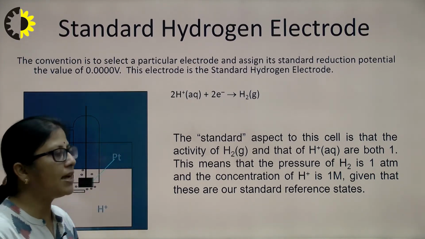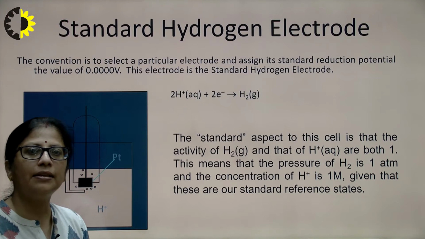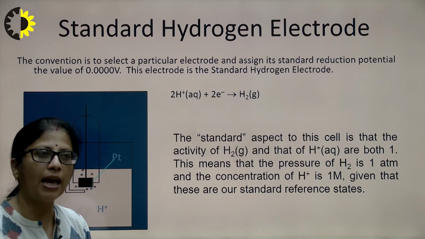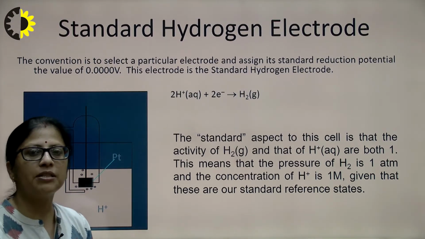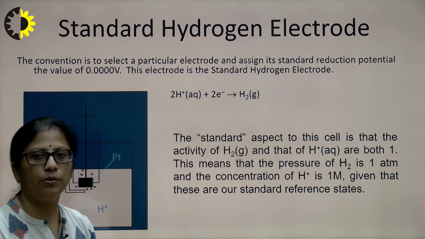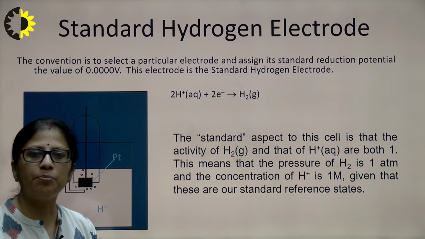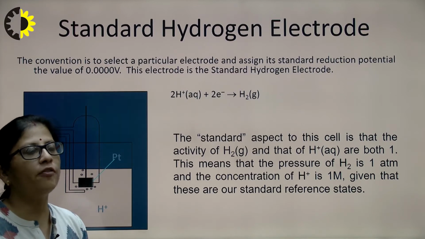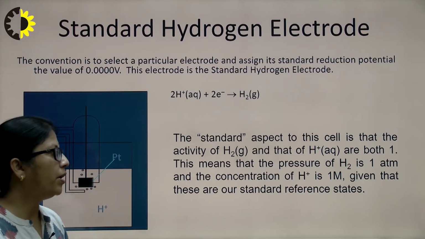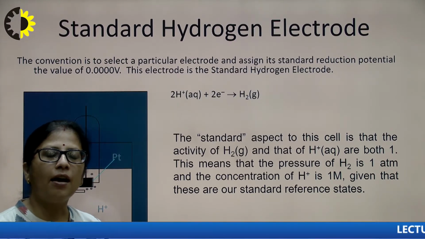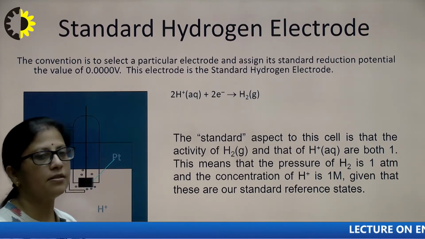The standard aspect to this cell is that the activity of hydrogen gas and that of the H plus aqueous are both 1. This means that the pressure of H2 is 1 atmosphere and the concentration of H plus is 1 molar, given that these are our standard reference states.